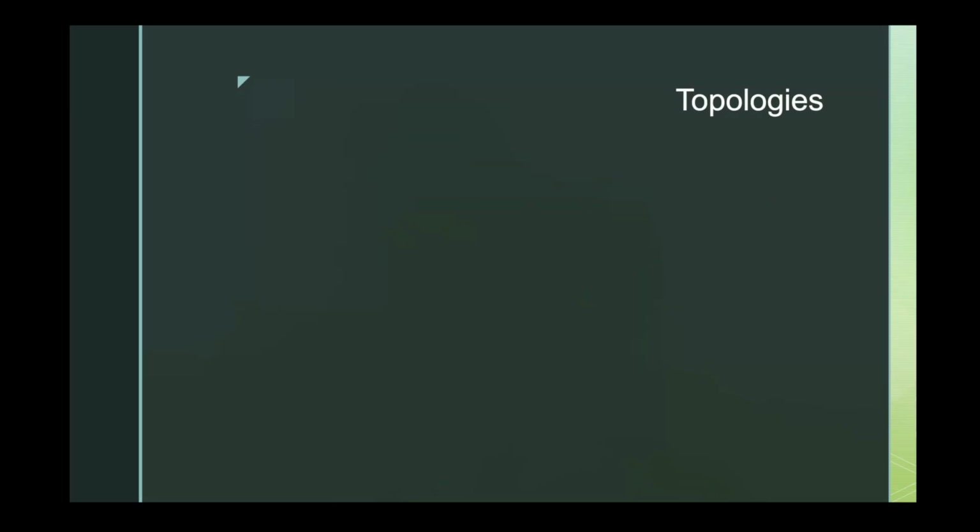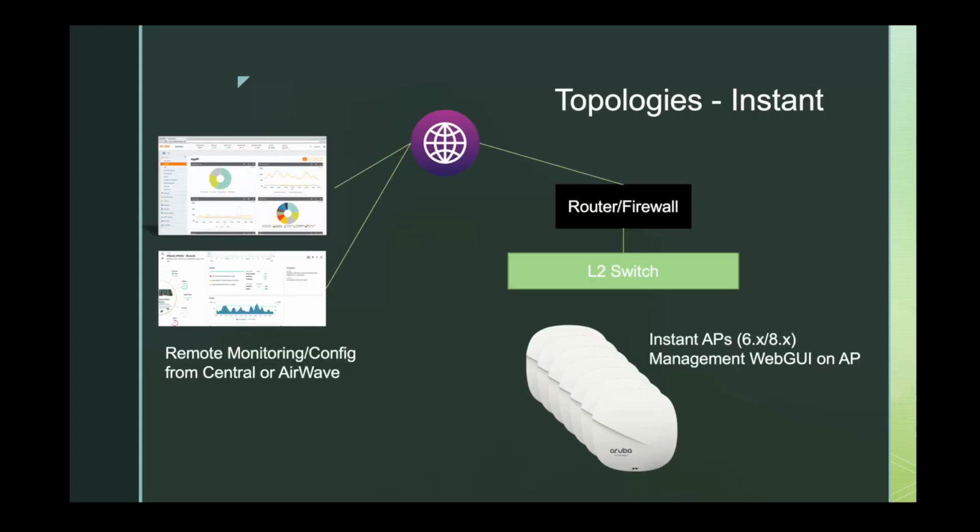Let's talk about some topologies. Here is your typical Instant topology. You have your Instant APs here at our SOHO deployment. You can manage them locally through a web GUI, or you can manage them through the internet via Central or Airwave. So this is like your very simple small office deployment.